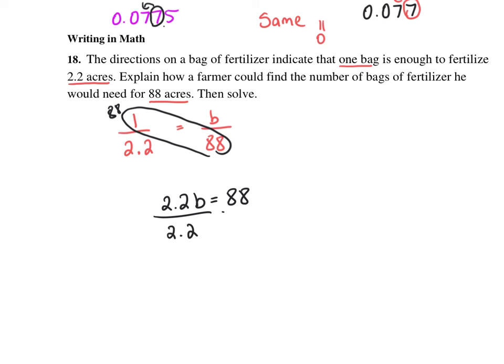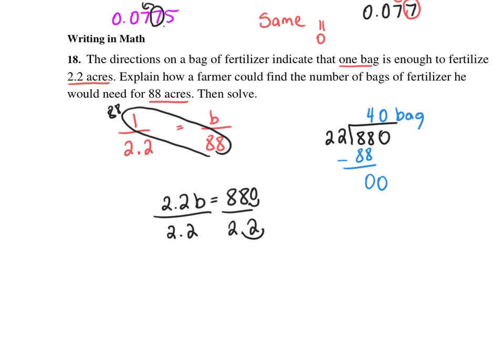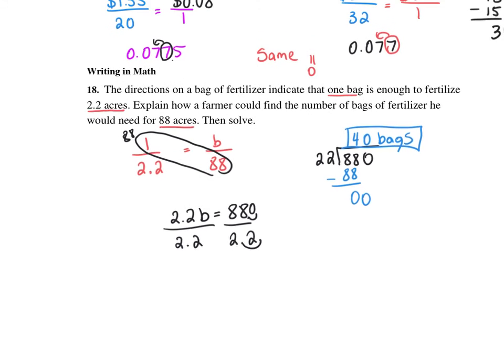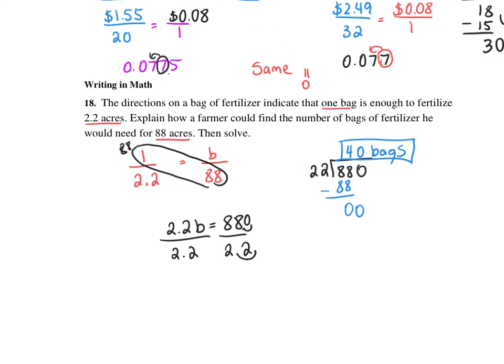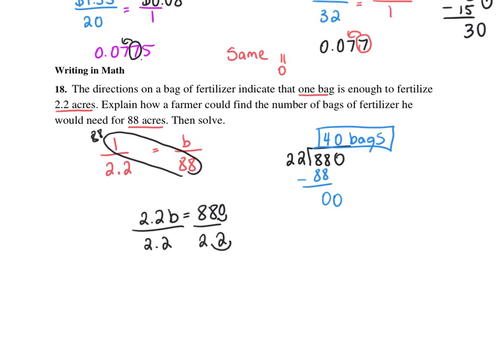And we divide. Tell me, what did you get when you did your division? Remember, move that decimal out. Move that decimal over. Go ahead and do your division. When you divided, you should have gotten 40 bags. Nice job.